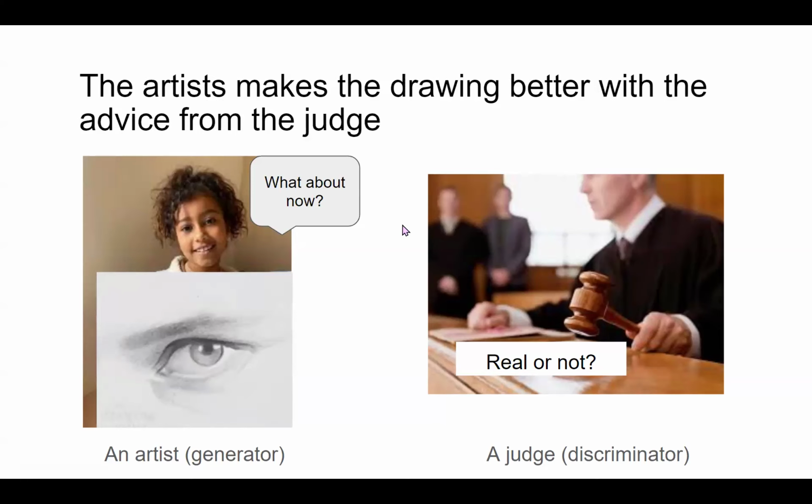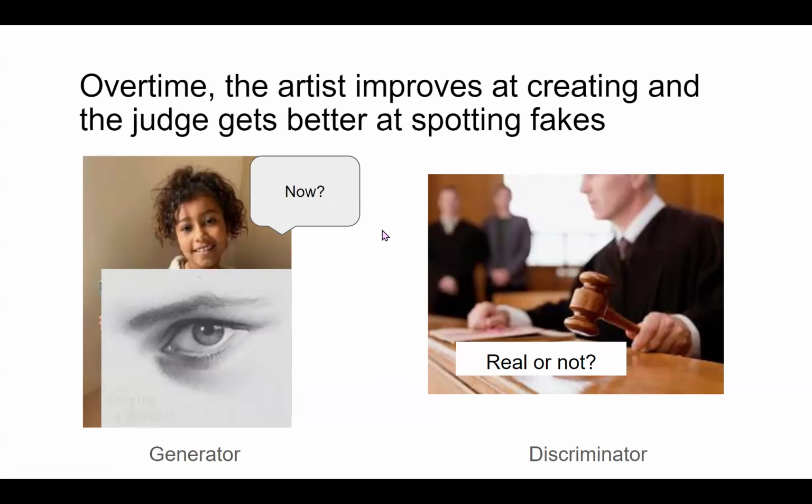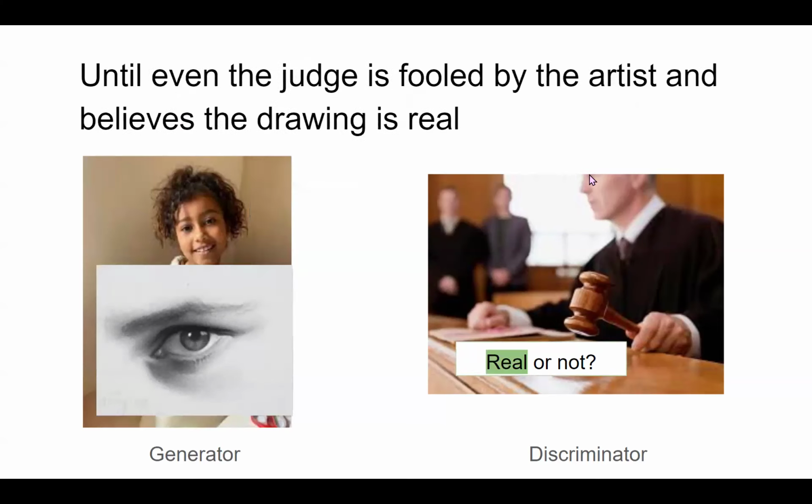So the artist makes the drawing better with the advice from the judge and comes back and asks if it's real or not. So the judge says no again because it looks like it was drawn. So each time the artist improves at creating and the judge improves at spotting fakes. So the artist keeps asking if this is real or not after improving the drawing, and the judge will say no. And finally, the artist becomes so good that the judge believes that the drawing is real.